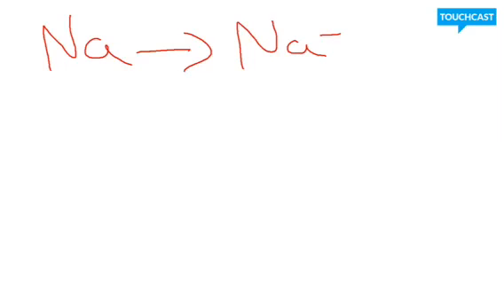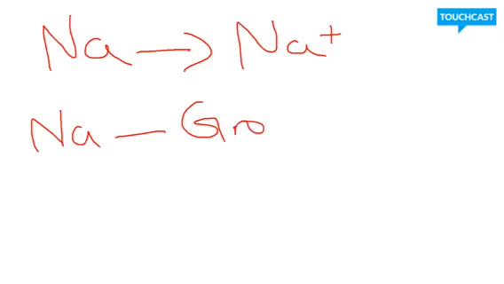Now, you're wondering why Na became Na+. Well, as you know, Na is in group 1. It has 1 electron in its last shell. Now we know that this atom will not be happy because it only has 1 electron in its last shell. For it to be happy, it needs to have 8.